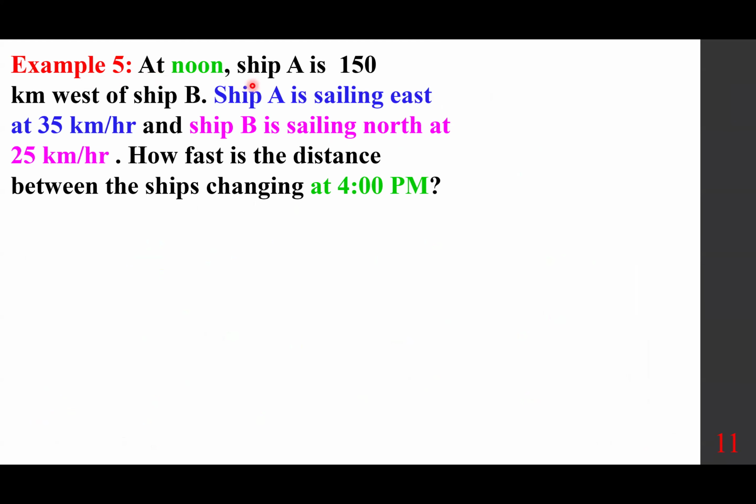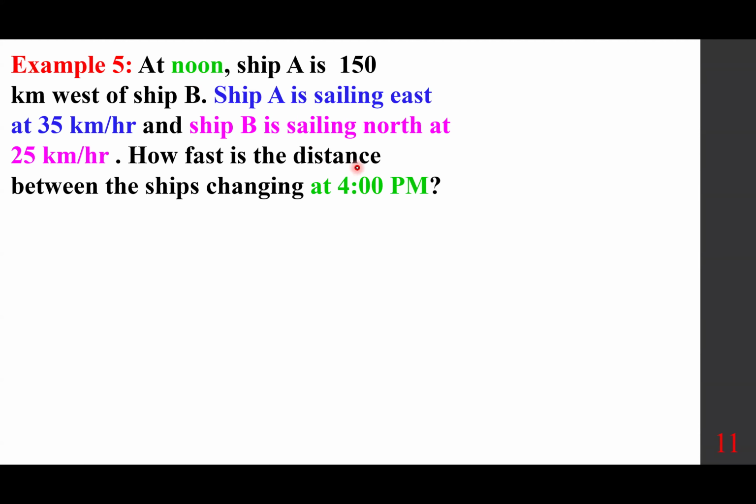Example 5. At noon, ship A is 150 kilometers west of ship B. Ship A is sailing east at 35 kilometers per hour, and ship B is sailing north at 25 kilometers per hour. How fast is the distance between them changing at 4 p.m.? From noon to 4, please recognize the time is 4.